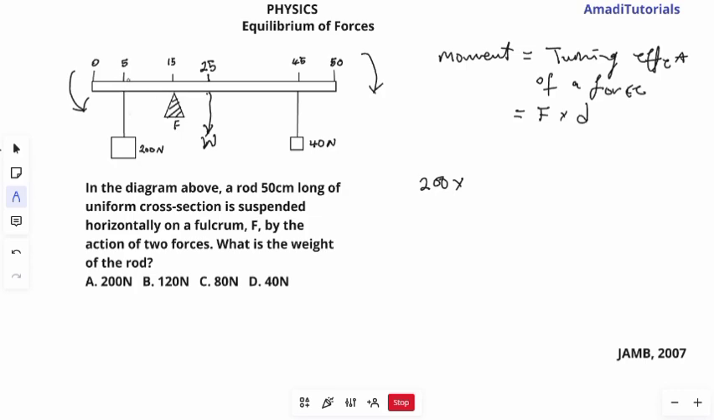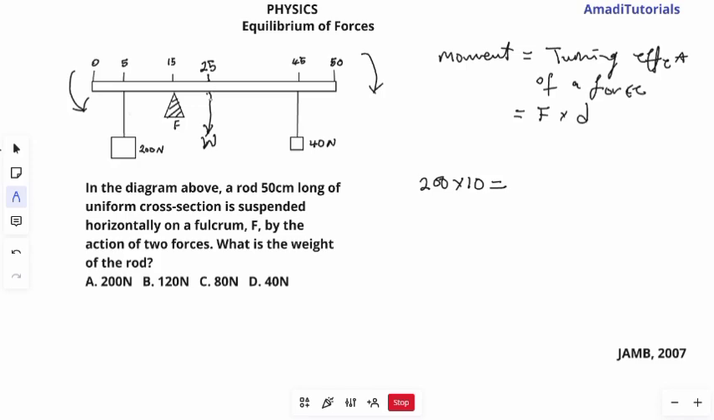And how do we get the distance from the position of that force to the pivot? The position of the pivot is 15, but the position of the force is 5. So the distance from the force to the pivot will be 15 minus 5, which is 10. So that's 200 times 10. There's no other anti-clockwise force here, nothing else bringing this thing downwards. This equals the clockwise moment.